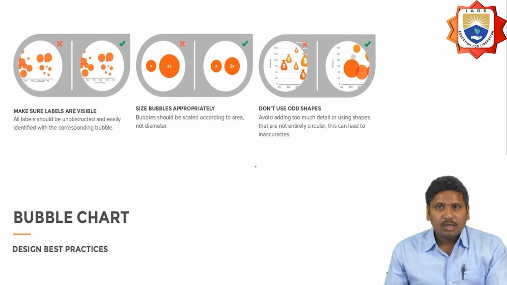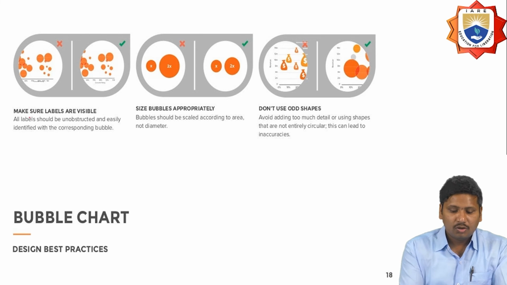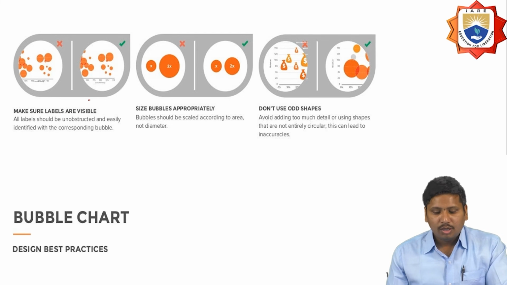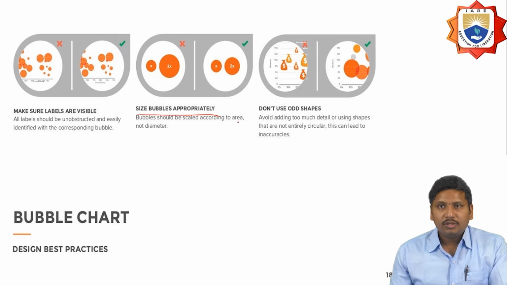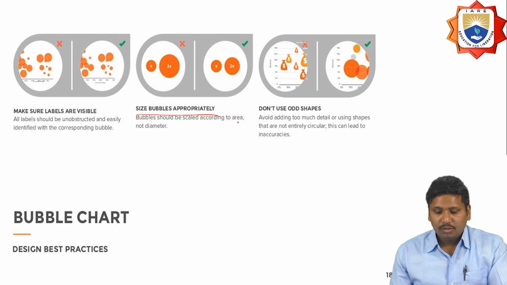So what kind of design practices do we have to consider for this bubble chart? Make sure that labels are visible. The very first thing is that all the labels should be represented clearly and easily identified. And size the bubbles appropriately.